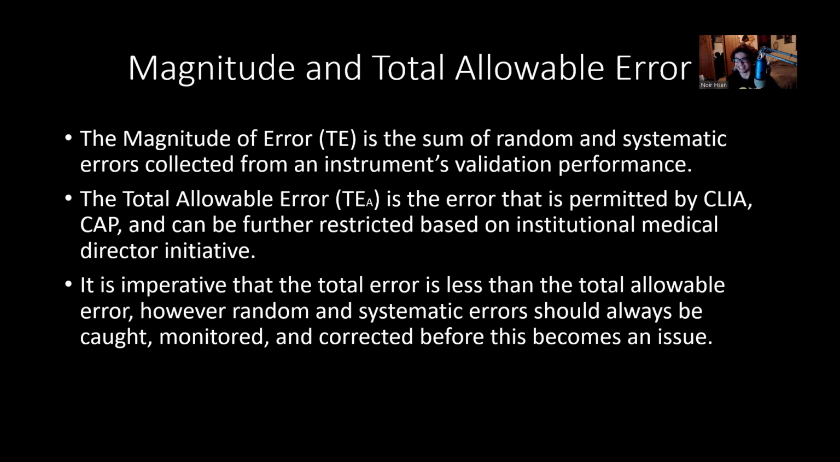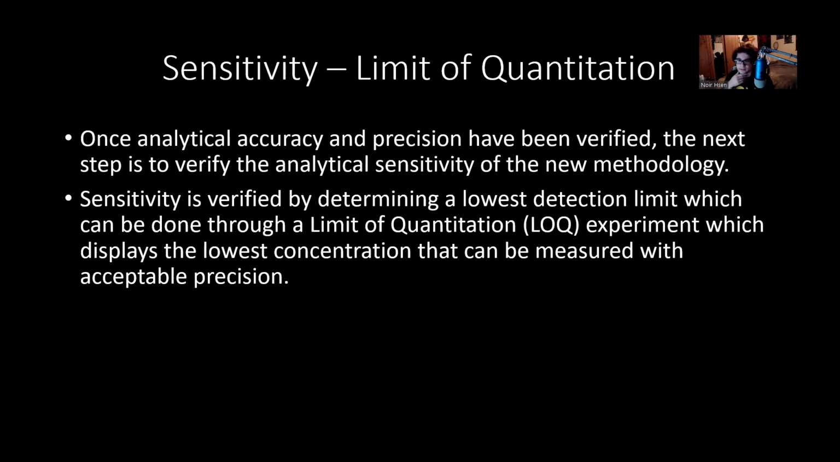And here's the magnitude and total allowable error. So this is pretty much a sum of the random and the systematic error, and it's good to show. And a certain amount of it is allowed by CLIA and CAP. That's all we really need to know about that.